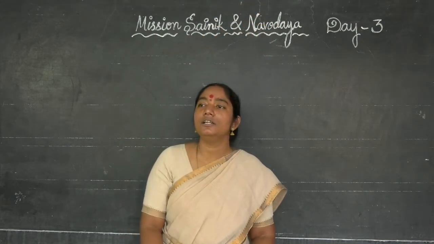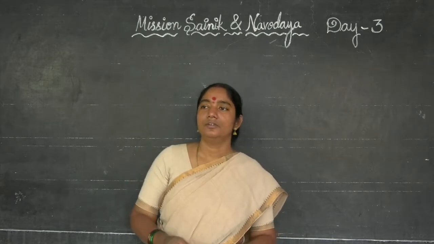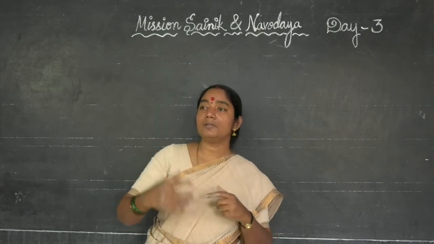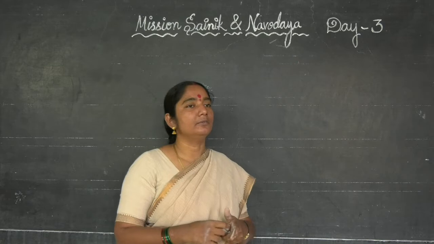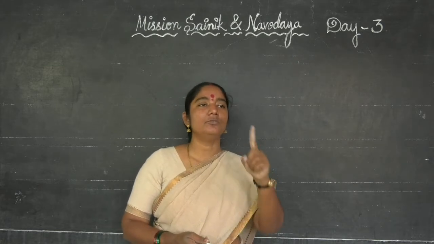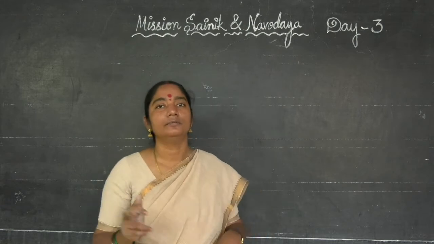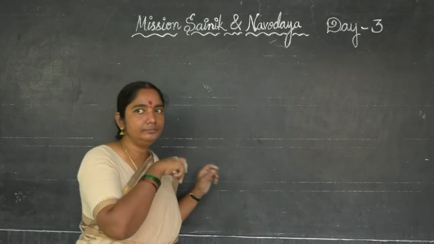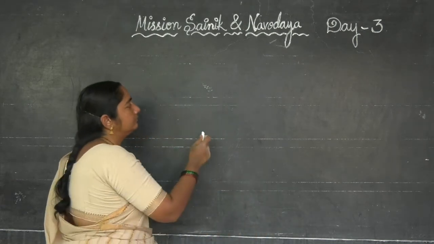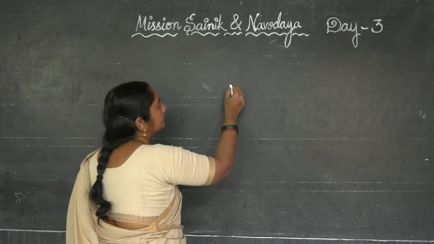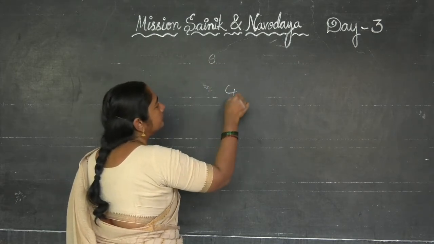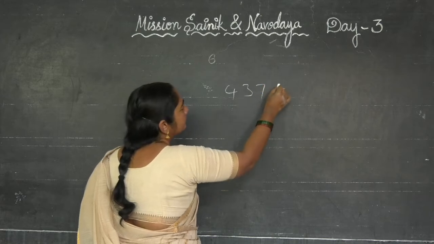Better always you learn the table from bottom to top. Randomly you must be in a position to tell the table. Daily write one table. Madam, I request all the children to write one table every day. Madam. Find the sum of place and face values of 6 in 4, 3, 7, 6, 9.